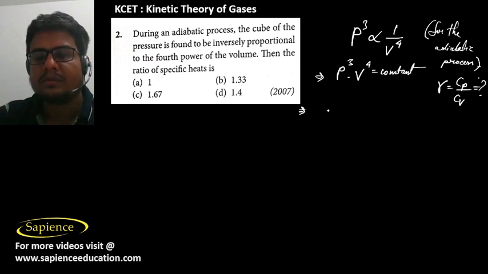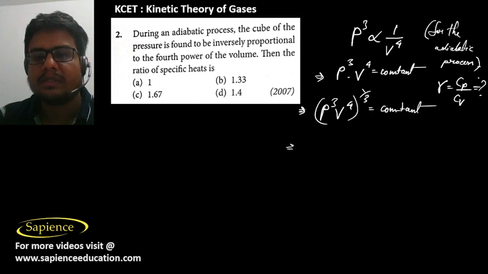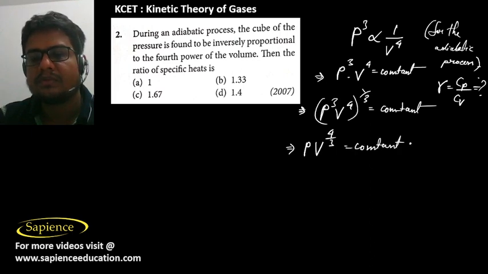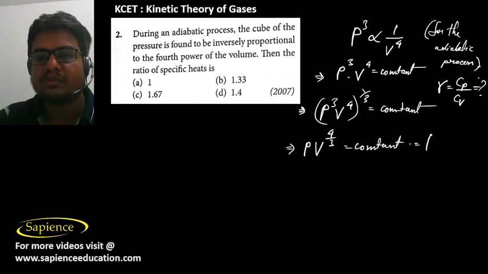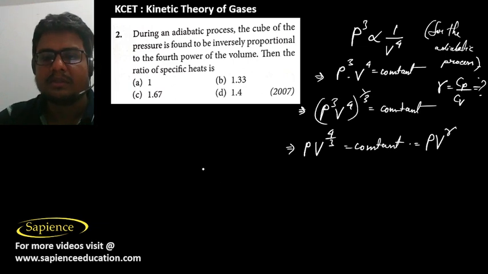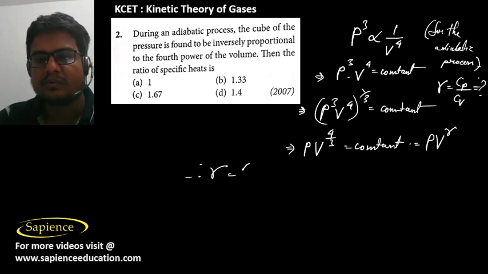Therefore, (P^3 V^4) whole power 1/3 will also be constant. So we can say that P into V^(4/3) is equal to constant. We know that this should be equal to PV^gamma. Therefore gamma should be equal to 4/3, which is equal to 1.33. So option B is the correct answer.